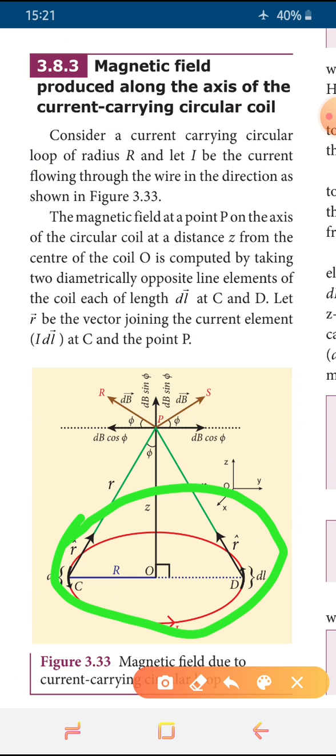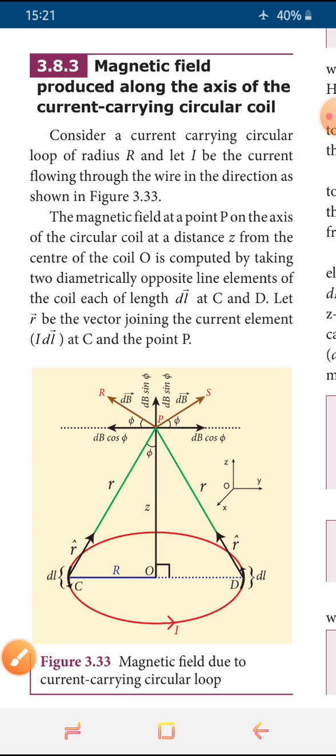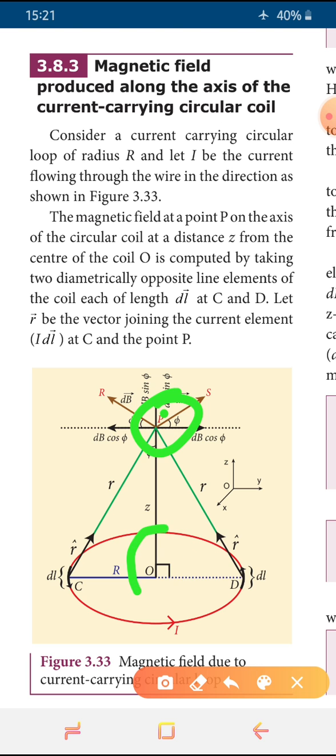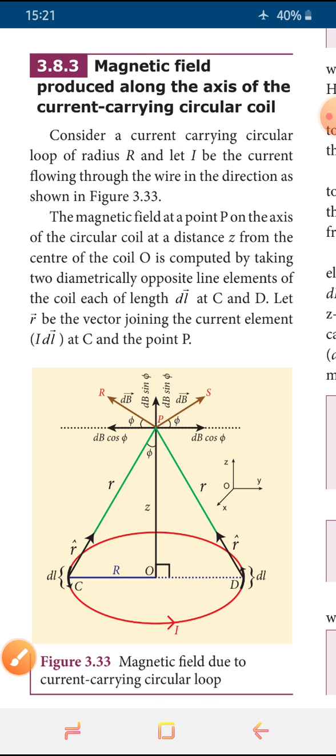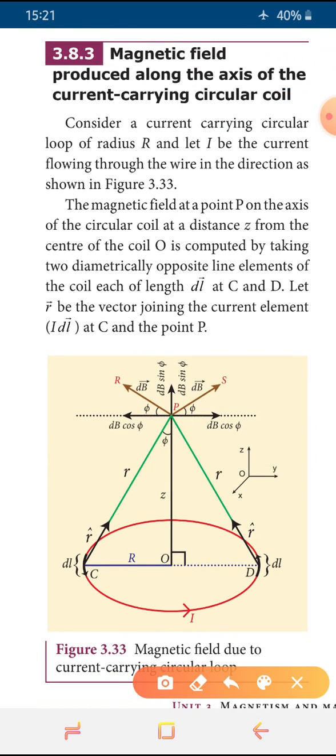We understood, students? This red color circle is the single turn of wire. The current carrying wire is taken, and see the midpoint of the wire circle is O, and from the midpoint we are joining a line to the point P. So where is P? Here P is. From the midpoint of the coil O, we draw the straight line. It meets the point P, and we take the distance of the point P from O as Z.